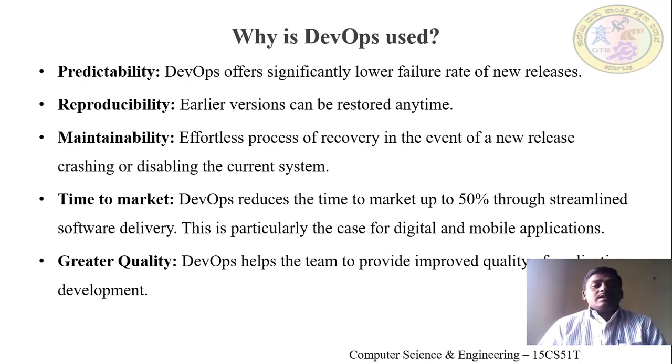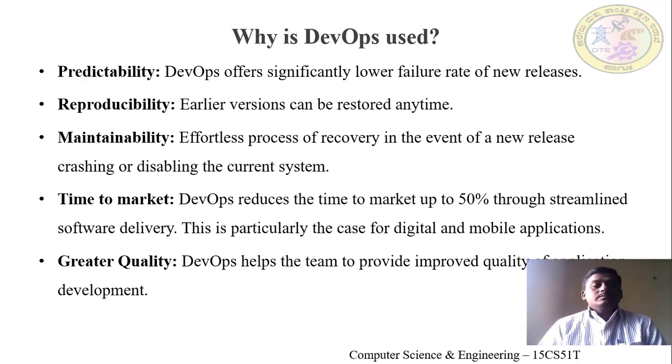The next one is reproducibility. Reproducibility means earlier versions can be restored at any time. Using DevOps, we can get backups of the earlier versions. This is a good advantage of DevOps: it permits us to get the backup of the particular applications. Earlier versions can be restored at any time, right?